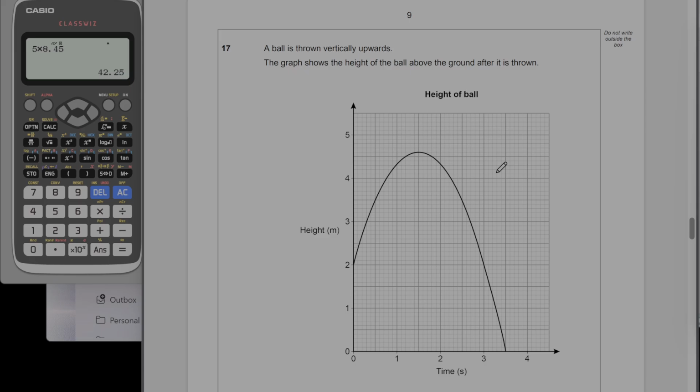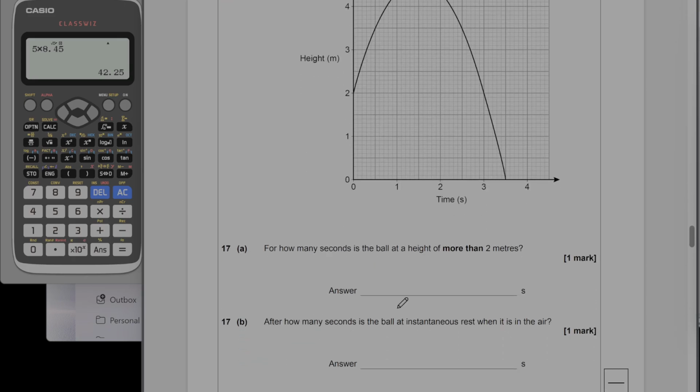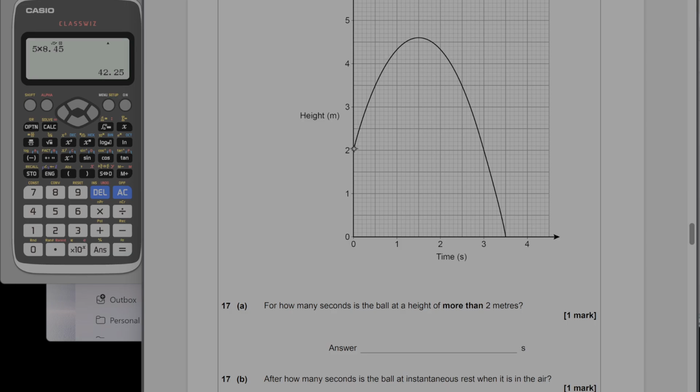Okay. A ball is thrown vertically upwards. The graph shows the height of the ball above the ground after it is thrown. So it's thrown from a height of 2 meters, reaches a height of what looks like 4.6, and then drops. For how many seconds is the ball at a height of more than 2 meters? So if it starts there, ends there, so 3 seconds.